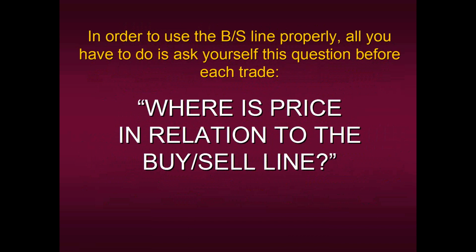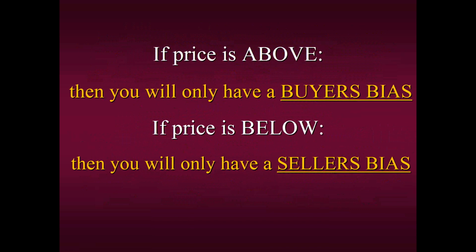Now, you're only going to come up with 2 possible scenarios, because if price is above, then you should only have a buyer's bias. So what if you have a sell order? And you go, oh, this is great. That chat room said that this thing is overbought and it's well above the 50-period moving average. It's giving me a sell order. Well, the odds are against you that it's going to work out.